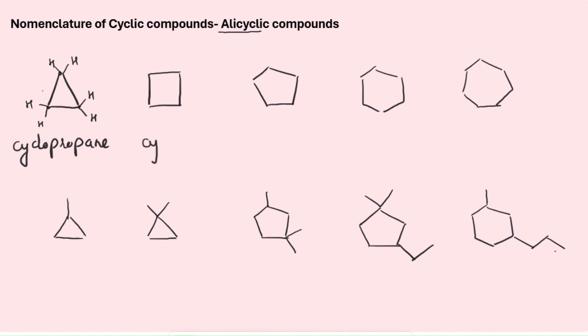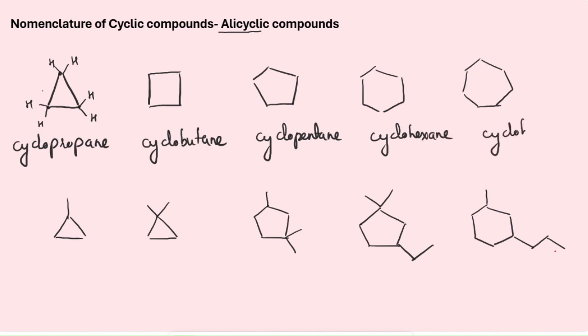Now, the next molecule is cyclobutane because there are 4 carbons. And similarly, cyclopentane and cyclohexane, cycloheptane, and it goes on like cyclooctane, cyclononane, etc.